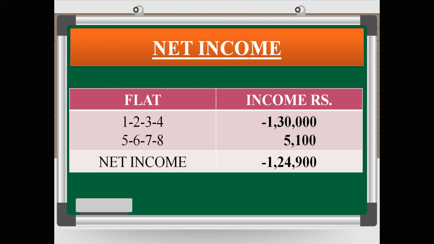I have carried forward the answers from the previous table into this. 1, 2, 3, 4 minus 130 and 5, 6, 7, 8 plus 5,100. And thereby net income is negative. You can call it loss also. But against net income we write the amount in minus. That means it is loss. Minus 1,24,900. You can see over here, I think it is for the first time that we have a net answer in negative form.